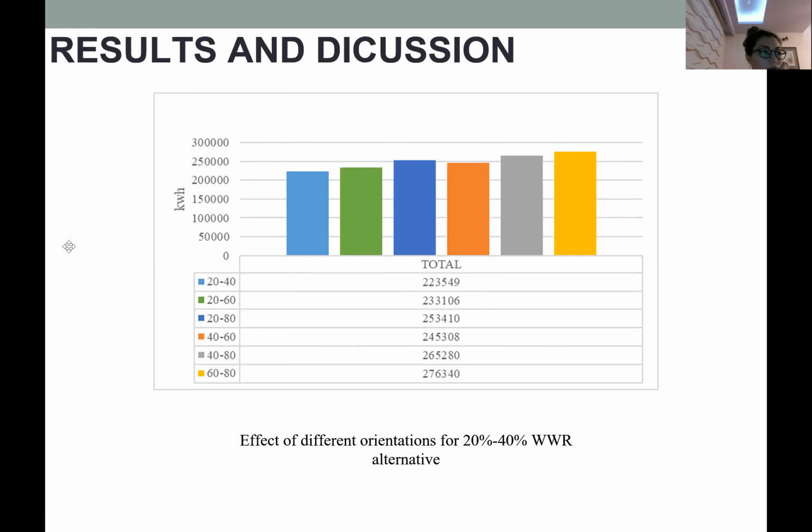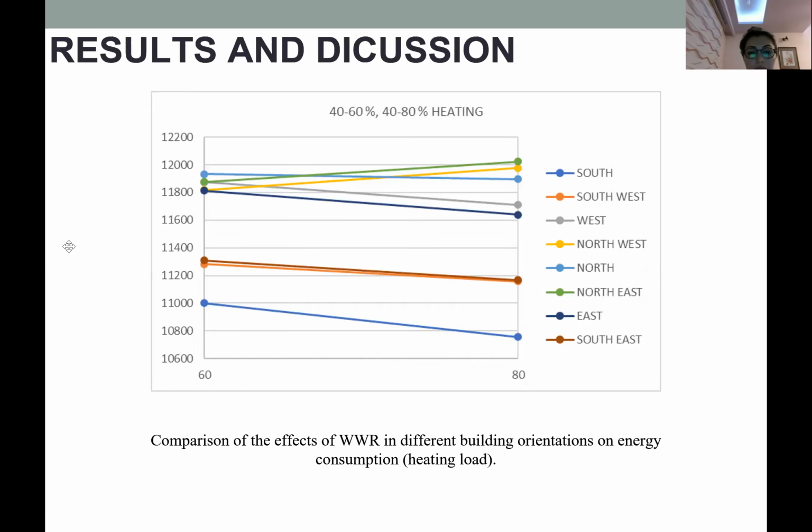The results indicate that the effect of window-to-wall ratio according to the building orientation is undeniable in the building's total energy consumption. As this graph illustrates, the increase in window-to-wall ratio on the building facade increases total energy consumption in this building. Here, the graph is a comparison of the effects of WWR, or window-to-wall ratio, in different building orientations on energy consumption.